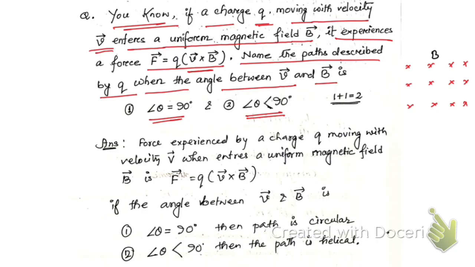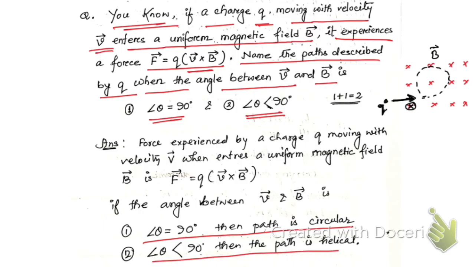So this is the supposed direction of the magnetic field. Now if a charge enters this field with theta equal to 90, that means the direction of the velocity of this charge is perpendicular to the magnetic field, then it will take a circular path. So the path is circular.